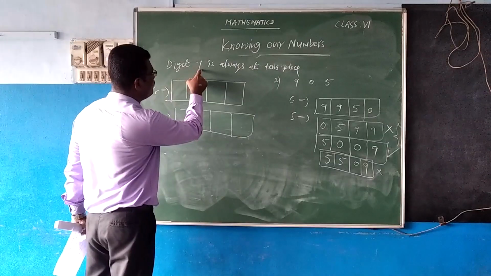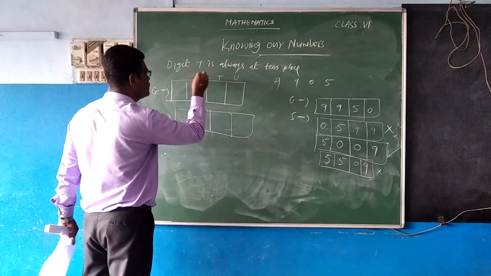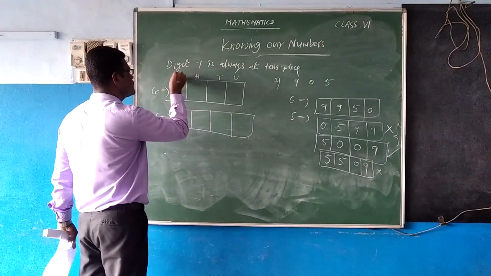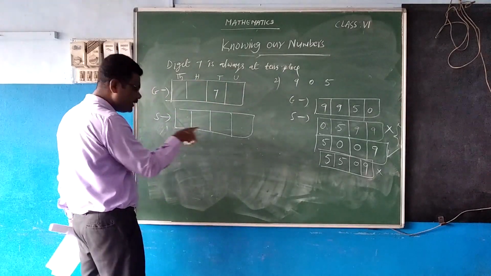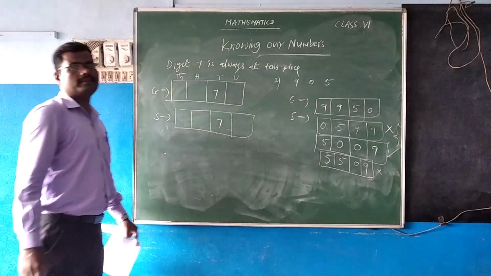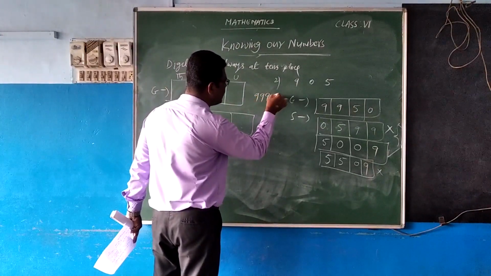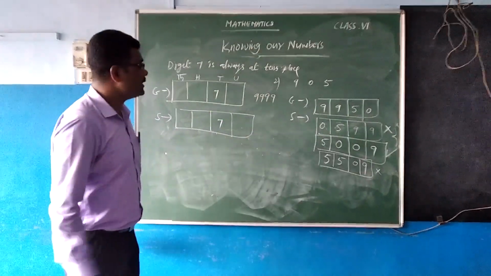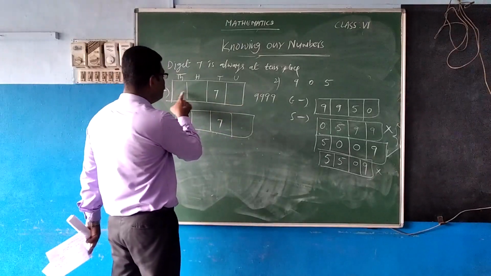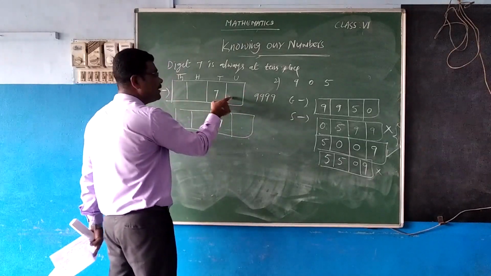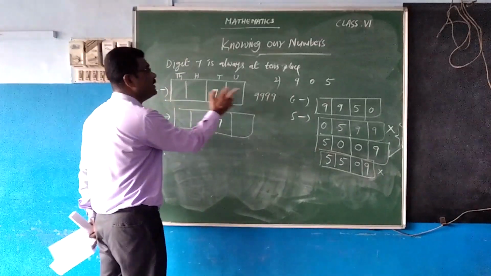Digit 7 should always be at the 10th place. This is unit place, tens, hundreds, thousand. So in the tens place, 7 should be there. Here also in the tens place, 7 should be there. You can make up this 4-digit number. Highest number is 9999. Isn't it? If you fill with these 3 nines, numbers will be repeated. According to their question, we have to choose different numbers.